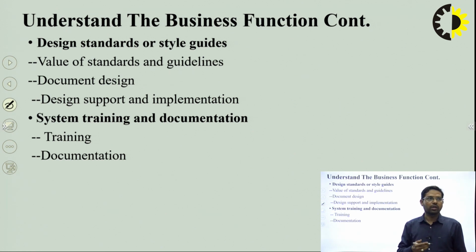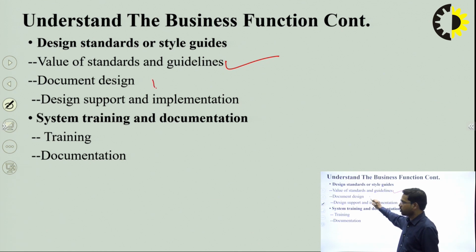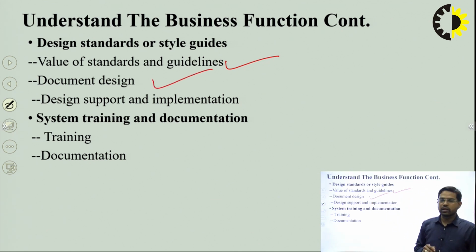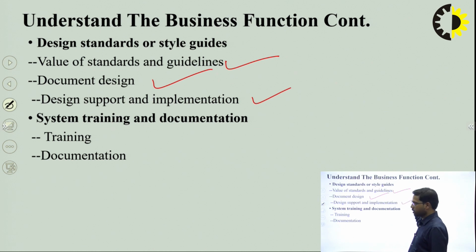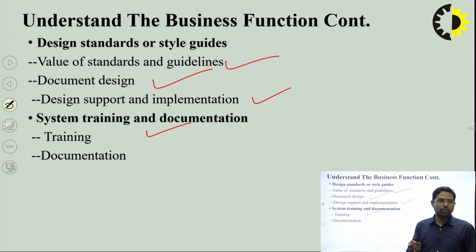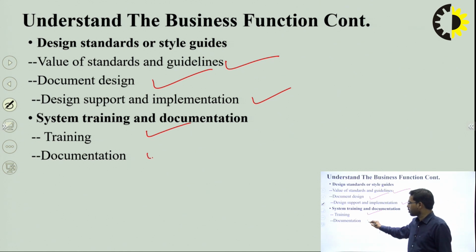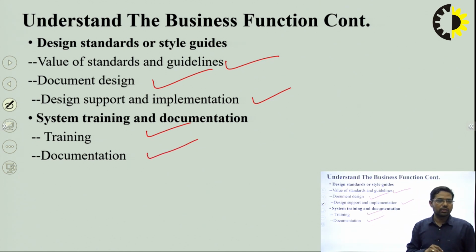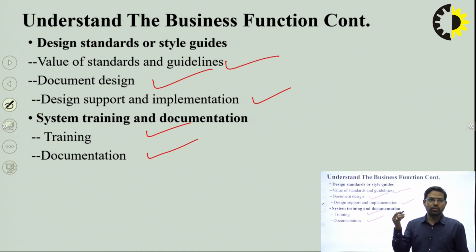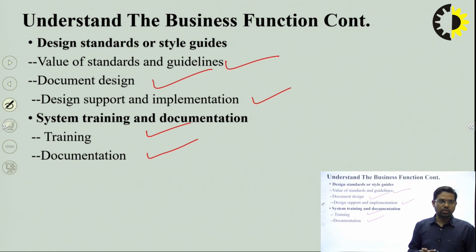Next step in understanding the business function is to design standards or style guidelines. We have to find out which design guidelines and what document designs there are, and also use design support and implementation. The final phase in this business function is training on the model we have developed, and documentation of the model, which gives information about how to use it, just like the user guidelines of any electronic device.